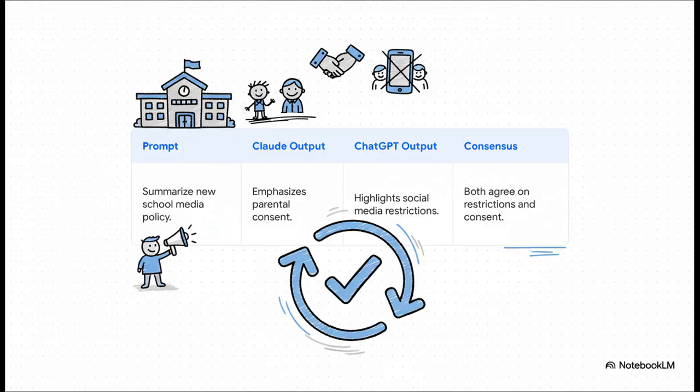A school administrator needs to summarize a new policy. They give the exact same prompt to 2 different models. Now, one might focus on parental consent, while the other hones in on social media rules. The magic is in the middle, the consensus. The parts where they both agree, that's where your confidence should be the absolute highest.